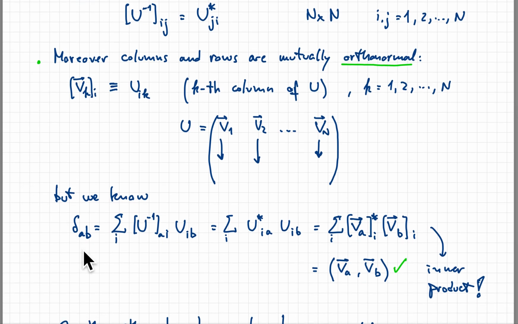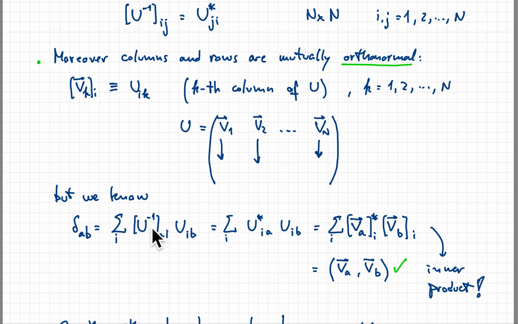Well, it turns out that we know that U inverse U, which is also U dagger U, is equal to the identity matrix. And so that means that the elements of U inverse U have to be delta AB if we calculate them in this way. So delta AB is the Kronecker delta, is 0 if A is different from B, and it's 1 if A is equal to B. And the statement that U inverse U is the identity then is the statement that delta AB is equal to the sum over i of the Ai element of U inverse times the iB element of U.